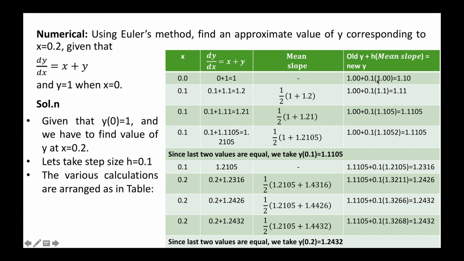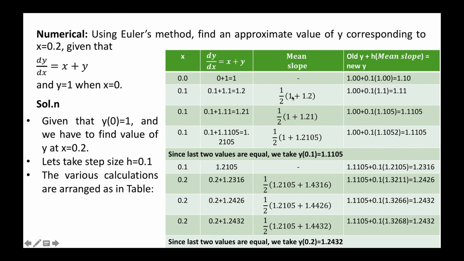So y1 from Euler method. The first line is the Euler method, since there is no mean slope. Then at point 1, x is equal to 0.1, and the value of the function is 0.1 plus 1.1, which we have calculated here. So the slope is 1.2.